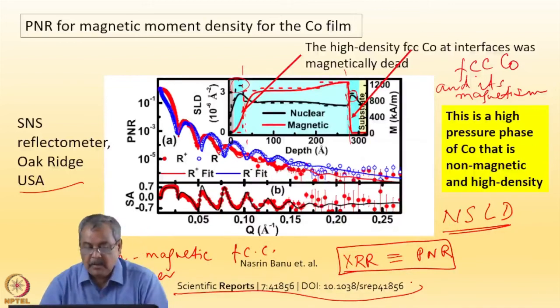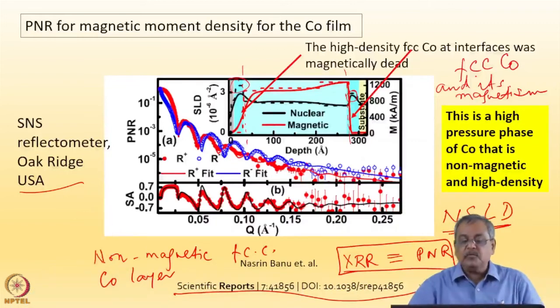So FCC and non-magnetic cobalt layer is an interesting observation, because it is known that under high pressure cobalt goes to a non-magnetic high density phase. But here in this thin film, at ambient pressure, when you use the film for a reflectometry experiment, this same phase is obtained.